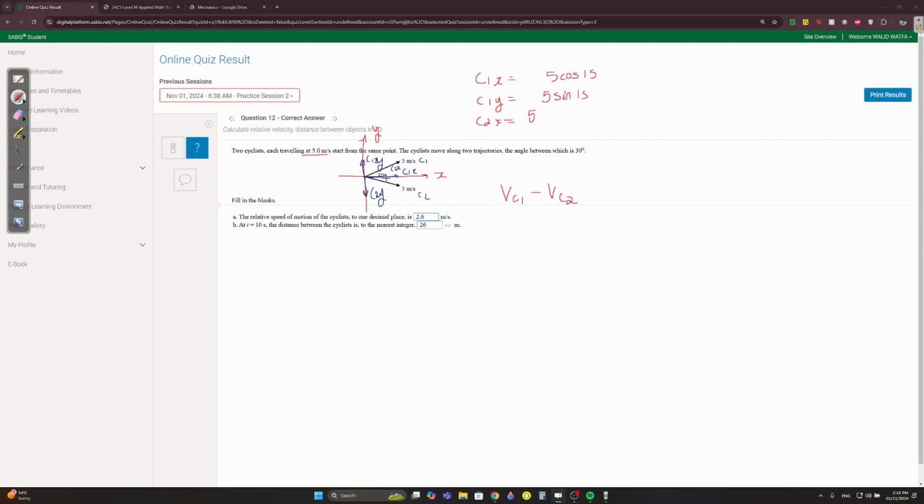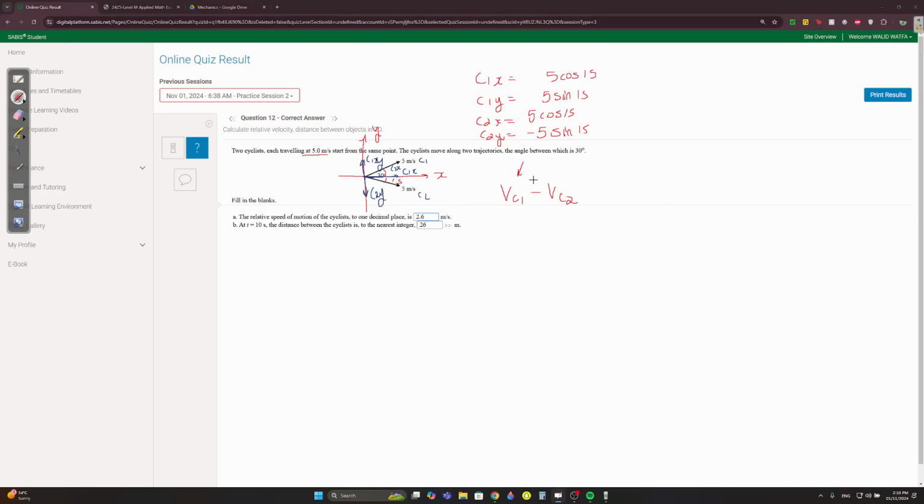Cycle 2x is still going to the right, so we keep it as positive. This one's 15, this one up is 15. So 5 cosine 15 also. Cycle 2y is going to be, now you're going down, so it's going to be negative 5 sine 15. I'm sure you all know that you can resolve the y component by multiplying by sine of the angle, and the x component by multiplying by cosine of the angle, if the angle is with the horizontal, and in this case it is.